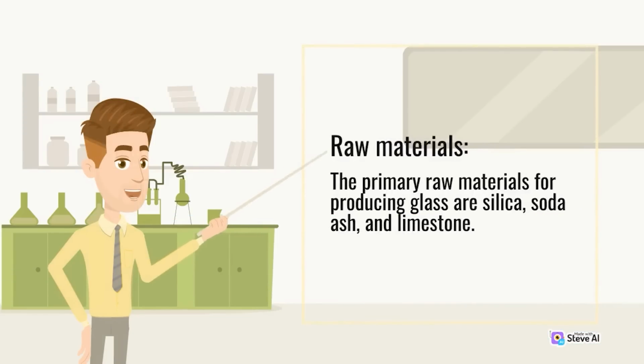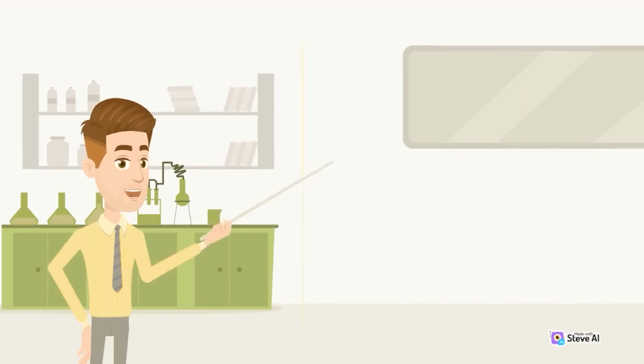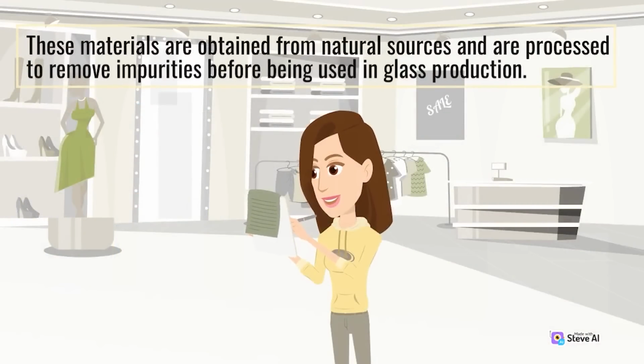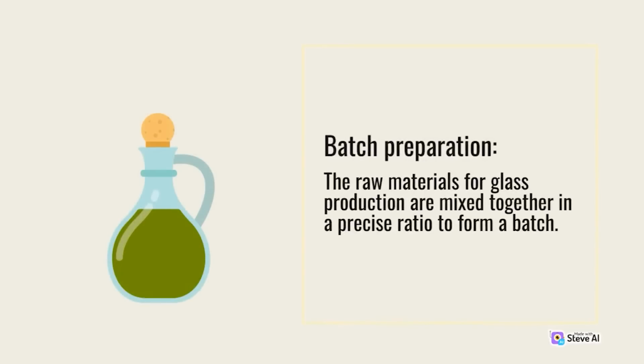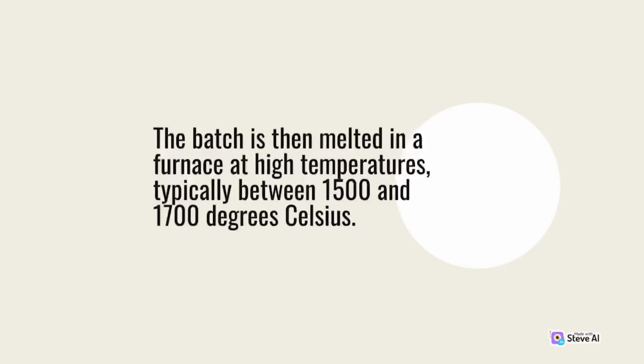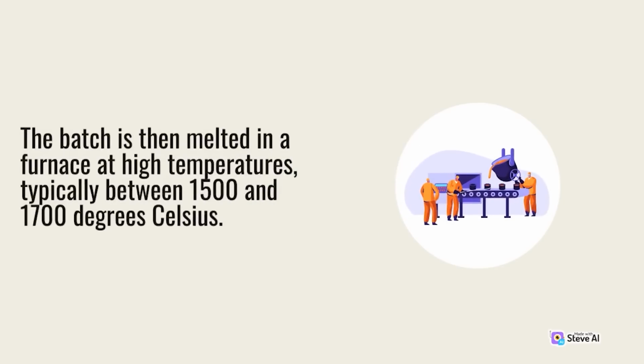Raw materials. The primary raw materials for producing glass are silica, soda ash, and limestone. These materials are obtained from natural sources and are processed to remove impurities before being used in glass production. Batch preparation. The raw materials for glass production are mixed together in a precise ratio to form a batch. The batch is then melted in a furnace at high temperatures, typically between 1500 and 1700 degrees Celsius.